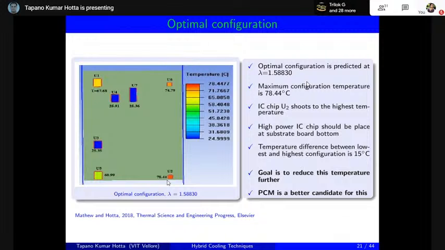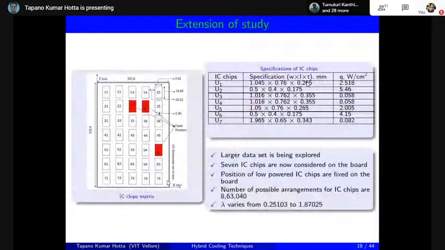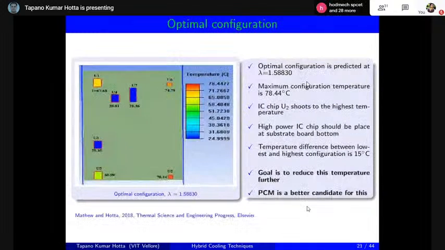But if you just do a comparison between the lowest lambda and the highest lambda: my lowest lambda is 0.25103, and the highest lambda is 1.87025. When we made a comparison between the lowest configuration and the highest configuration, you can see there is a difference of 15 degrees, which is extremely important as far as the electronic component is concerned.